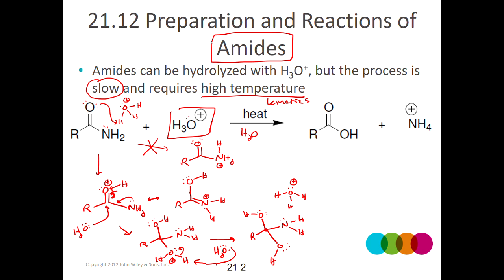especially in this step here where the water picks up a proton, since the nitrogen is here, it can pick up that proton. And that makes the nitrogen a good leaving group. And so either of those oxygens can swing electrons in and push that nitrogen out.